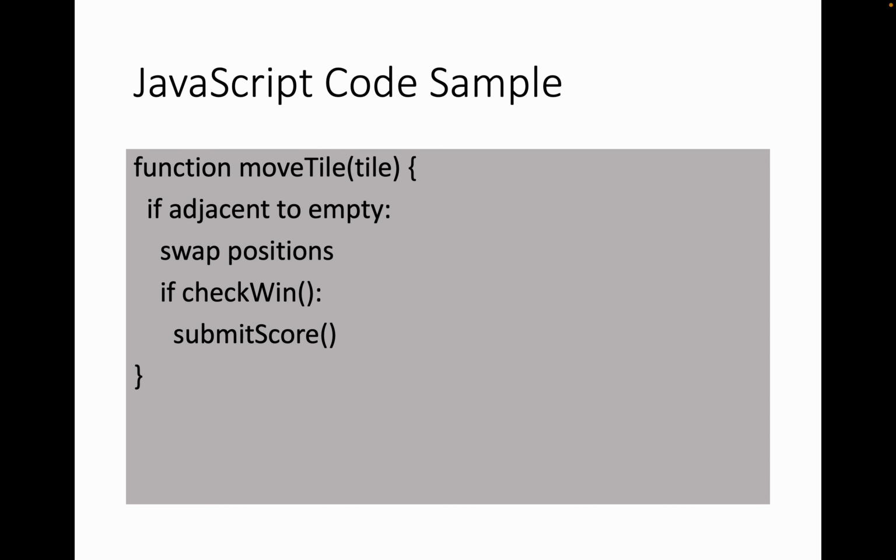And here is another code sample, a JavaScript code sample. This function handles tile movement. If the tile is next to the empty space, it gets moved. Then I check if the puzzle is in the correct order, and if it is, I prompt the user to enter their name.